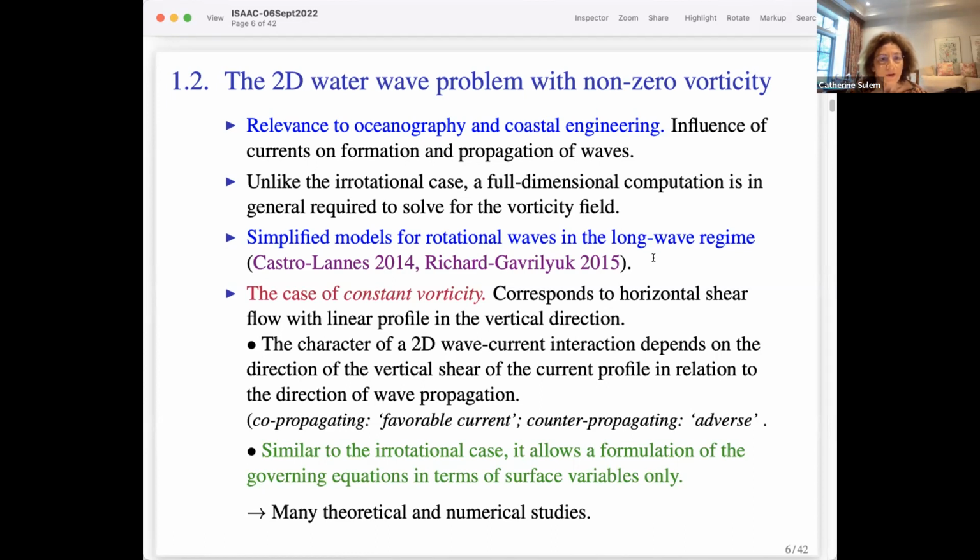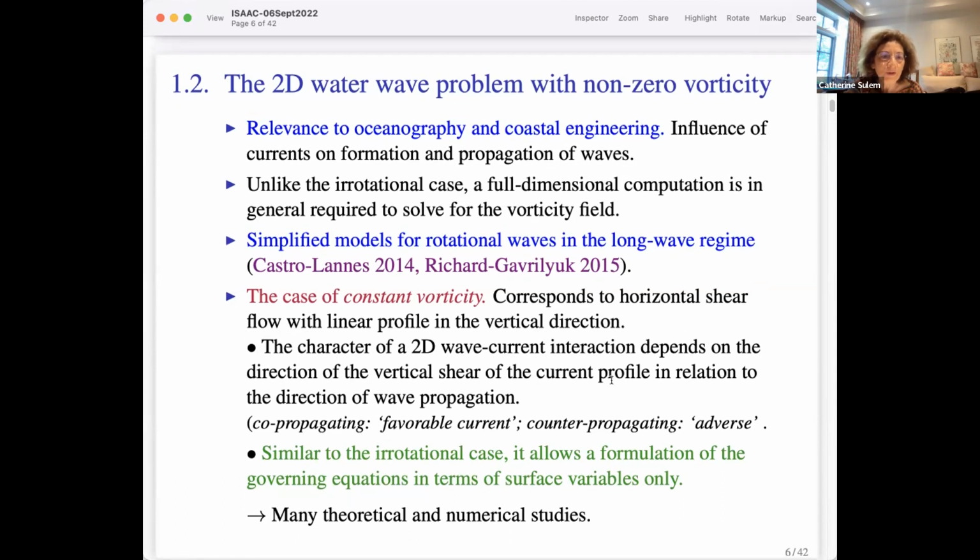Now, interestingly, the character of the interaction between the wave propagation and the current depends on the direction of the shear compared to that of the direction of the wave propagation. So in the literature, a current propagating in the direction of the propagation of the wave is called a favorable current, and in the other case it's called an adverse current.